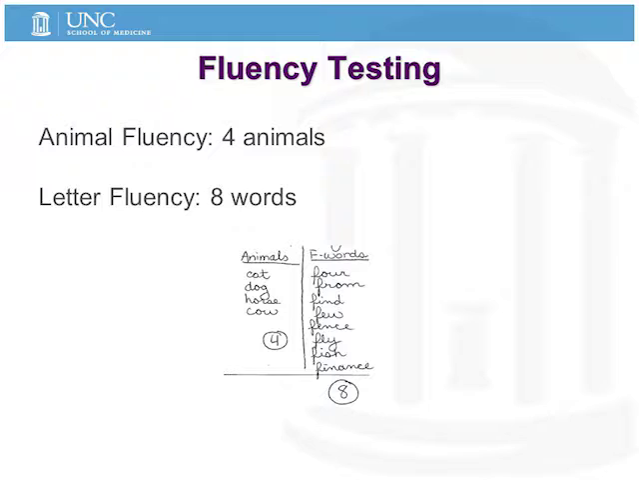Here are the results of fluency testing. In 1 minute each, she generates 4 animals representing category fluency and 8 F words reflecting letter fluency. In contrast to a typical profile where category and letter fluency are about a 2-to-1 ratio, I use 18 to 12 as a rough guide. Her category fluency is very poor.